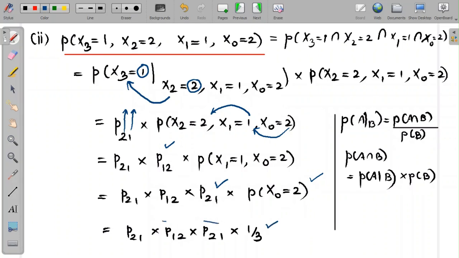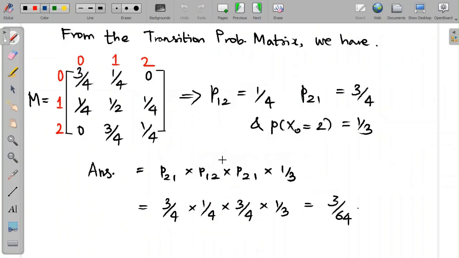To find these three answers, we'll use the transition probability matrix. From the transition probability matrix, moving on from state 1 to state 2 is this entry here, which is 1 by 4 in one time step. Moving on from state 2 to state 1 in one time step is given by 3 by 4. So the probability that we move from 1 to 2 in one step is 1 by 4. From 2 to 1 in one step is 3 by 4.